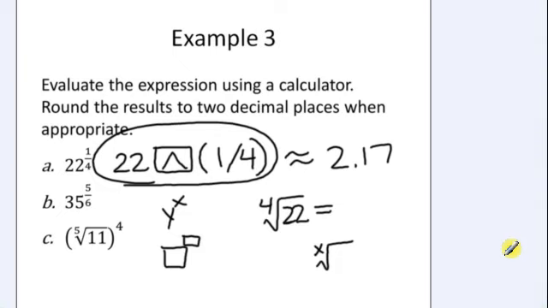For this, we would want to put the index number in first, so I'd want to put in 4. Then I would select the x root button, and then I'd put in the radicand, and we should get the same value of about 2.17.